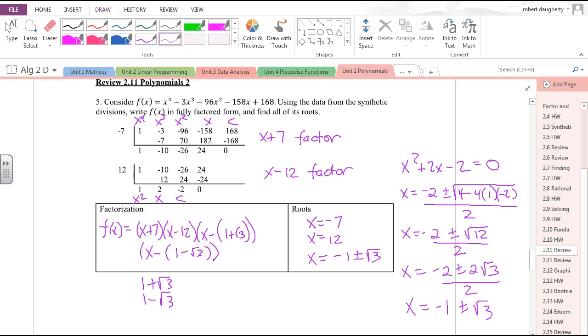Another way to write the final form is f of x equals x plus 7, x minus 12, x minus 1 minus root 3, and x minus 1 plus root 3. Okay. So that's our complete factorization of the polynomial and all of the roots.